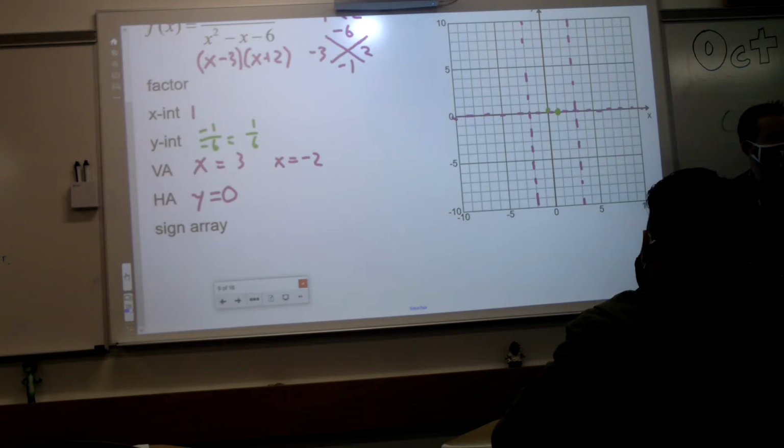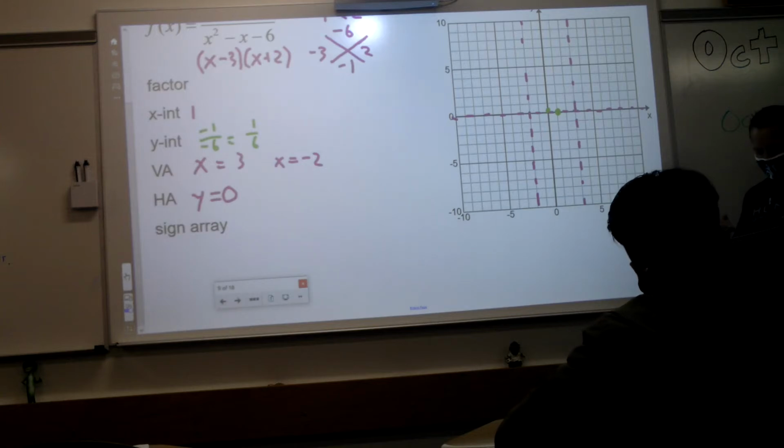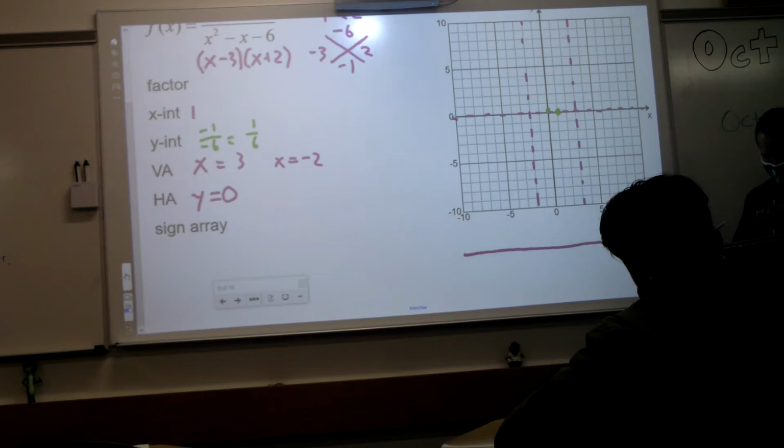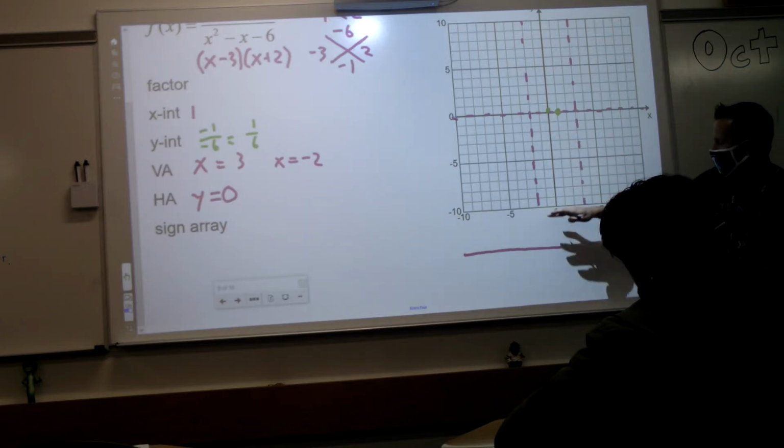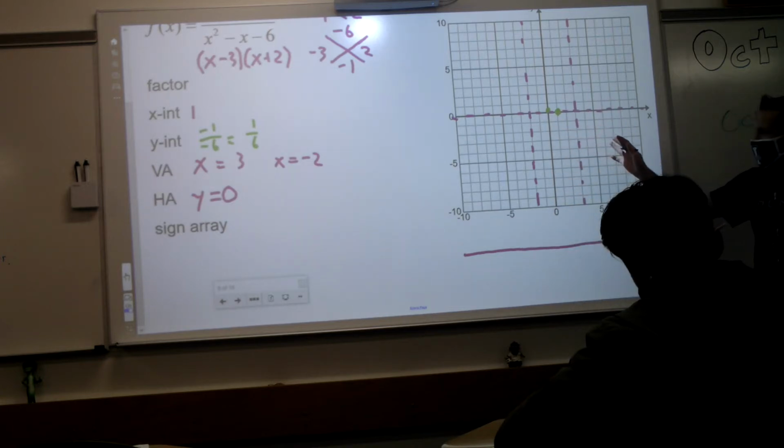It can either make a U or an S curve. Now, a way that we're going to check that, to figure out what's going on, we're going to make a sign array. What a sign array is, it's basically a number line, okay? And I'm going to draw under here so I can kind of match it up.